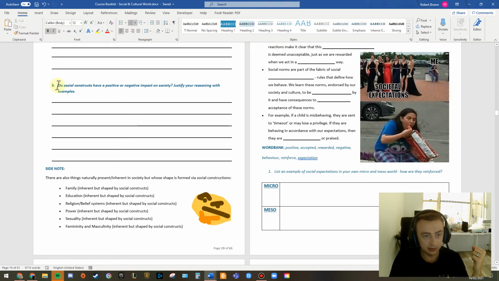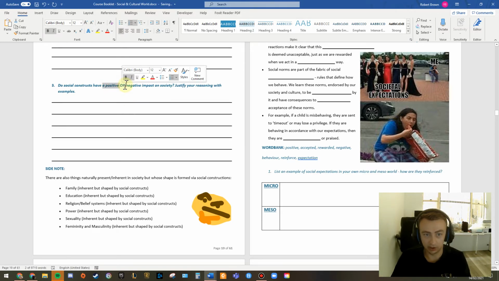And then question 3, do you think social constructs have a positive or negative impact on society? Justify your reasoning. So you have to pick a side here, or if you want to say how they can be positive and how they can be negative, you can. But if this was an HSC question, you would have to pick one side or the other. So let's pick a side.